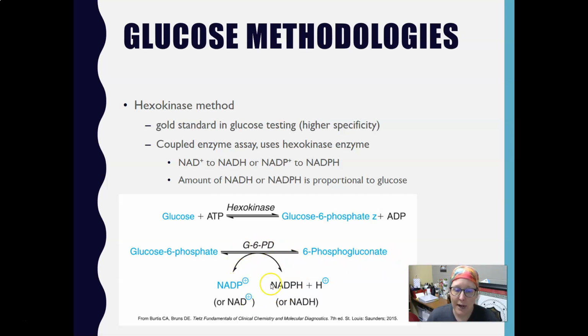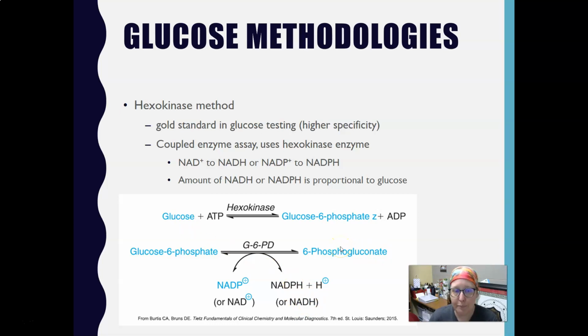And that reaction is also going to take NADP+ or NAD+ and make NADPH with hydrogen ions, or NADH. What you measure is the NAD to NADH or NADP to NADPH. Basically, the amount of NADH or NADPH produced is proportional to the amount of glucose that was there. So for every molecule of glucose, you get a molecule of NADPH or NADH. So you can measure the amount of NADH and then from there deduce how much glucose was in the sample to begin with.